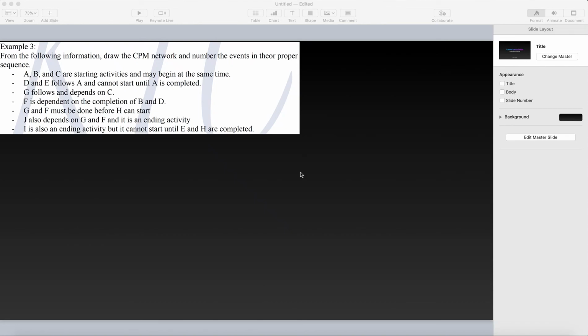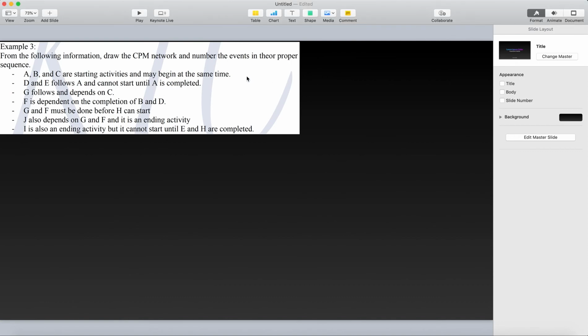So for this video, it is just a continuation of constructing your basic PERT CPM network diagram. Okay, so we have here another example. From the following information below, draw the CPM network and number the events in proper sequence. So we have here activities A and B are starting activities that may begin at the same time. So they are parallel activities. When we say parallel activities, they are happening at the same time.